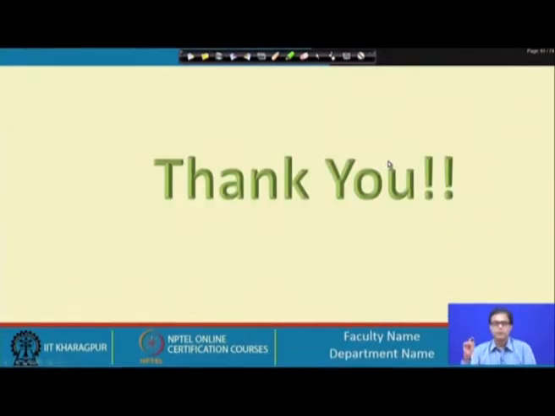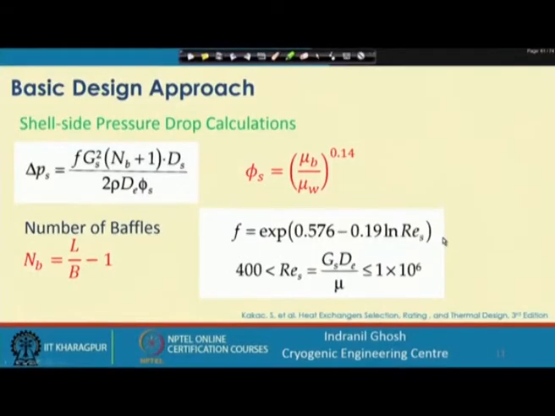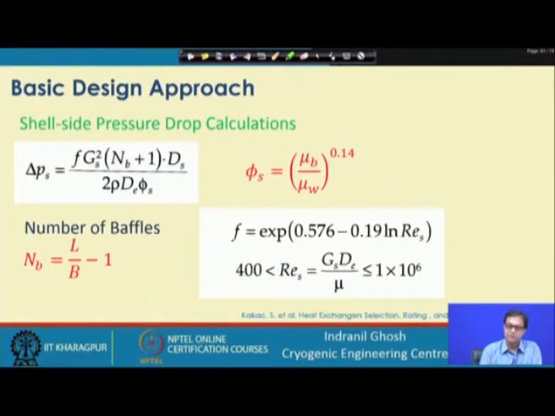So, now if we are able to get all this information, we have some rough calculation of the shell and the tube, and now we have to rectify it, or rather we have to go for the rating problem.